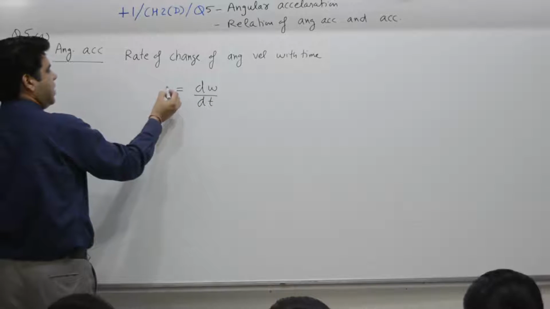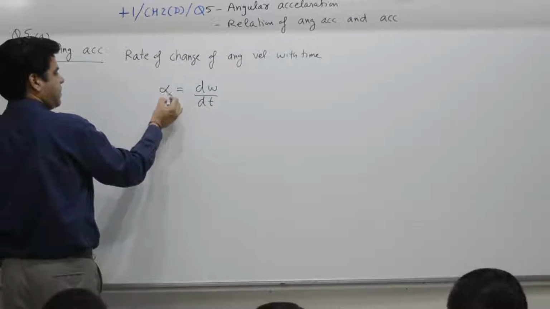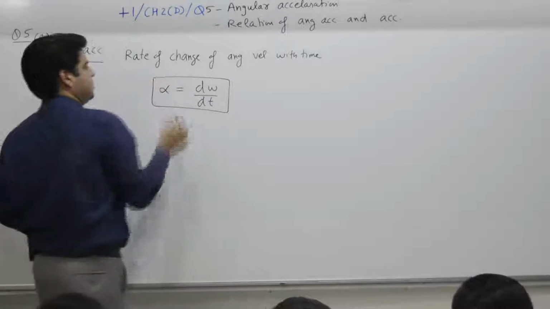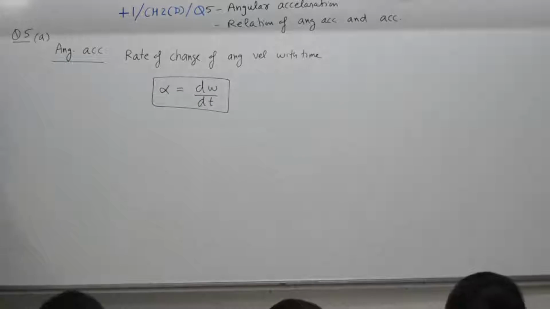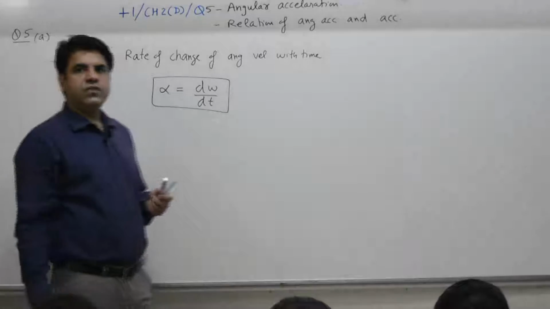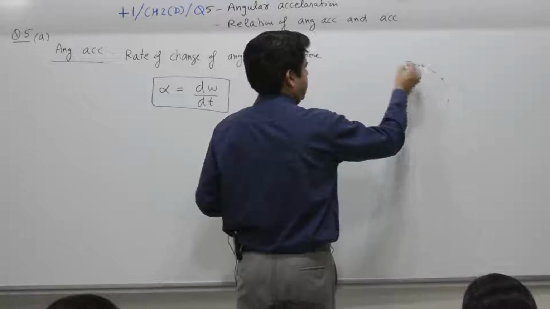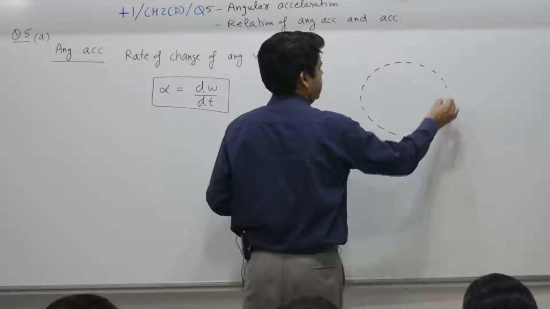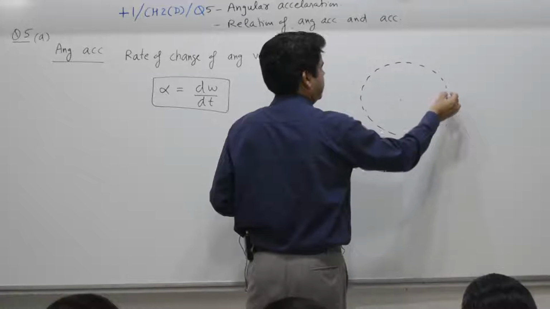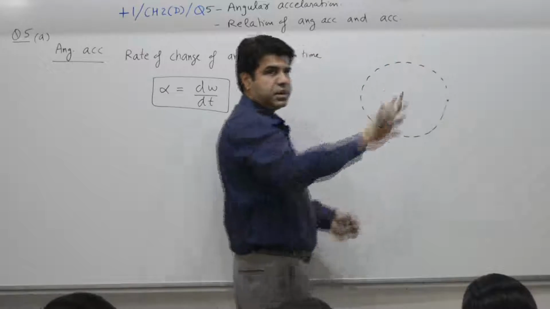The symbol for the same is what? Alpha. Only magnitude. So, in the first part, we deal with only uniform circular motion, meaning a particle moves with constant omega. That's the first part you will deal with in this particular chapter.